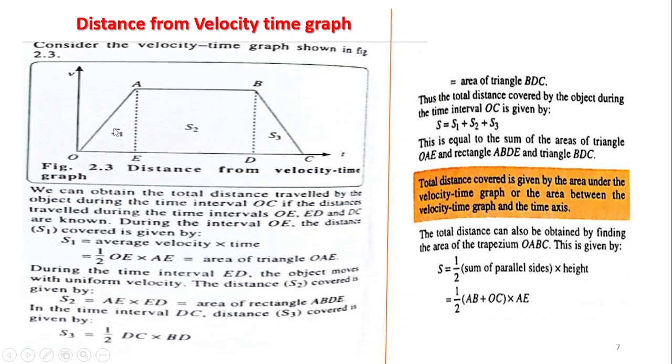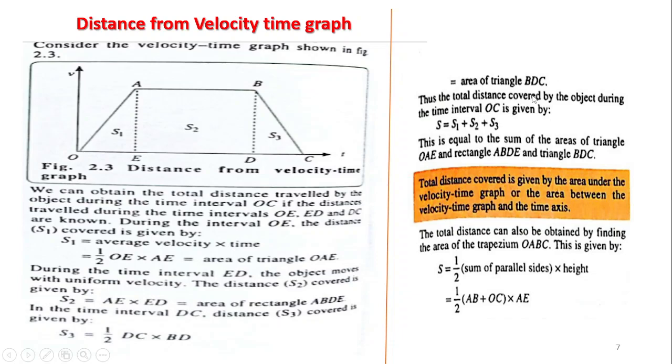During the time interval ED, next, the object moves with uniform velocity. The distance S2 is given by the area of the rectangle, which is length times breadth, which is ED times BD. In the time interval DC, the distance S3 covered is given by S3 equals half times the base DC times the height BD, which is the area of the triangle BDC.